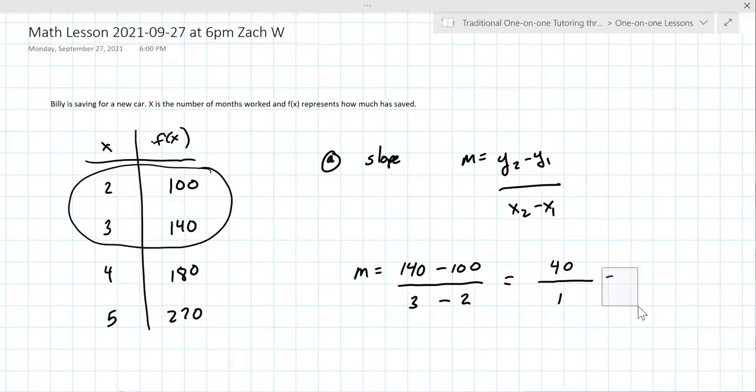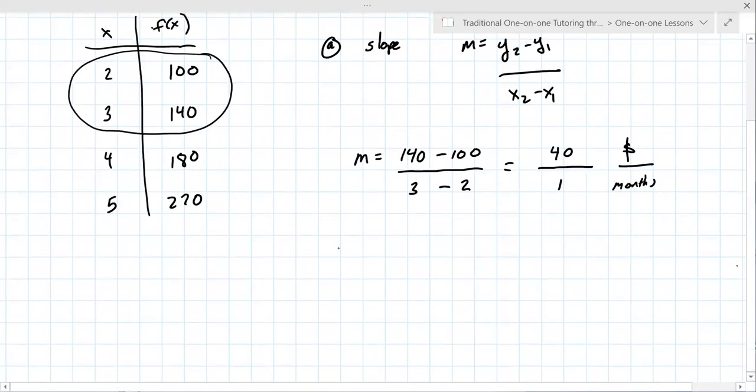Okay, so if you follow along or see my work, you should eventually get to this line where it's 40 over 1. So then just 40. So what does f of x represent again? F of x equals how much? So it's money, right? And what are the units of x? X represents how many months. I recommend writing the units next to the numbers. Okay, so the slope is 40.